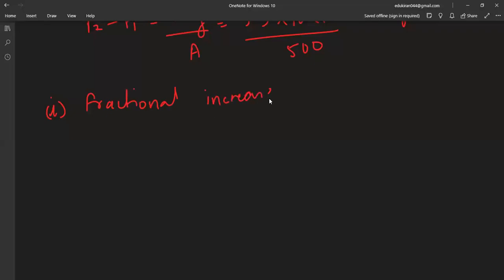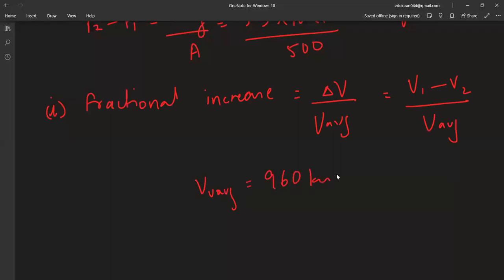Fractional increase is equal to delta V by V average. This you have to calculate whenever you have to calculate the fractional increase. So this is V1 minus V2 divided by V average. So V average is 960 kilometer per hour. Whenever you have to convert anything into meter per second and it's given in kilometer per hour, always multiply by 5 by 18. So we get 800 by 3 meter per second.